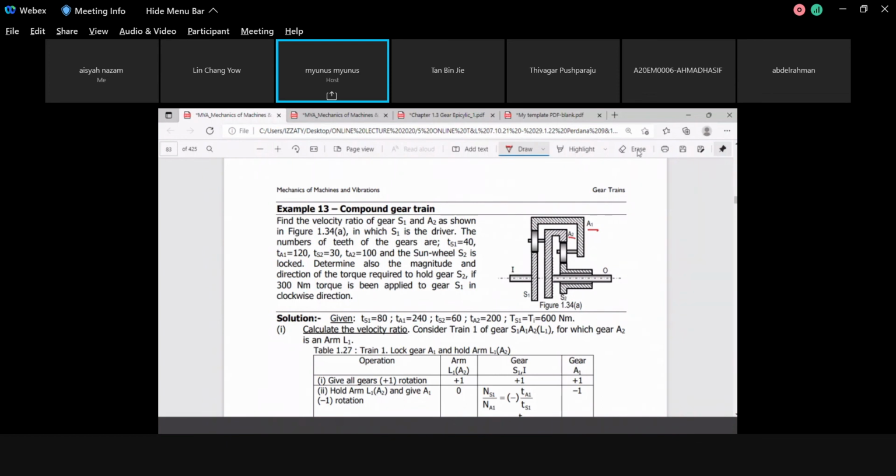What does matter now is how to categorize the gear. So let me check here. Let me ask you: is this one virtual or actual arms? Of course, this belongs to compound gear trains. Tell me now.